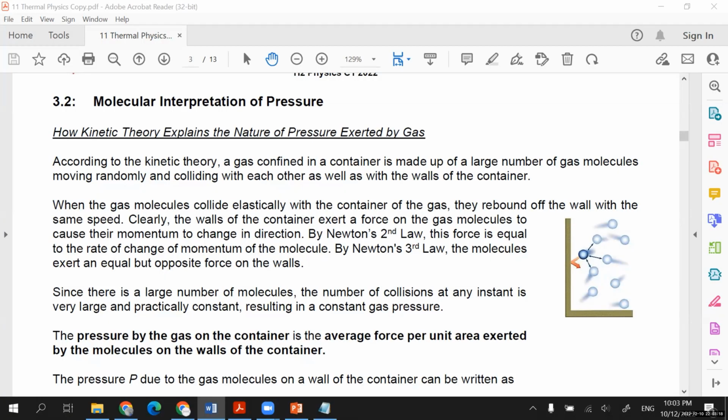Molecular interpretation of pressure. This topic is included in O-level physics. At A-level, we extend the same concepts with a more rigorous mathematical treatment. So molecules exert an impulsive force on the wall when they collide and bounce off the wall. So pressure is force per unit area.